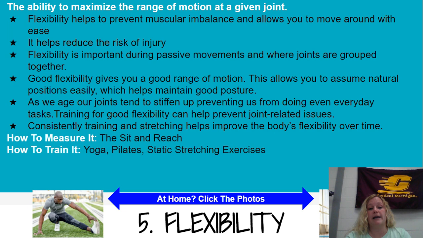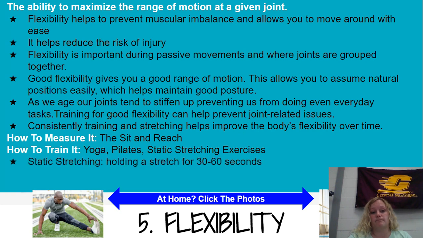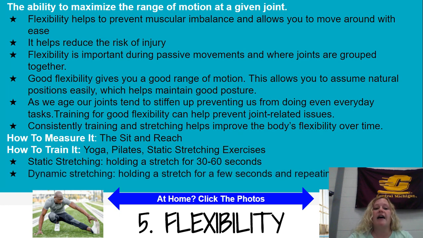How we are going to measure it: you are going to perform the sit and reach test, which on the next couple slides, it will show you how to do that from home. How you can train it if you wanted to include this in your personal fitness plan is by incorporating yoga, Pilates, or static stretching exercises, which we will cover in the future. Static stretching is basically holding a stretch for 30 to 60 seconds, and then dynamic stretching is holding a stretch for a few seconds and repeating for multiple reps. A good sport example that uses a lot of flexibility is yoga.